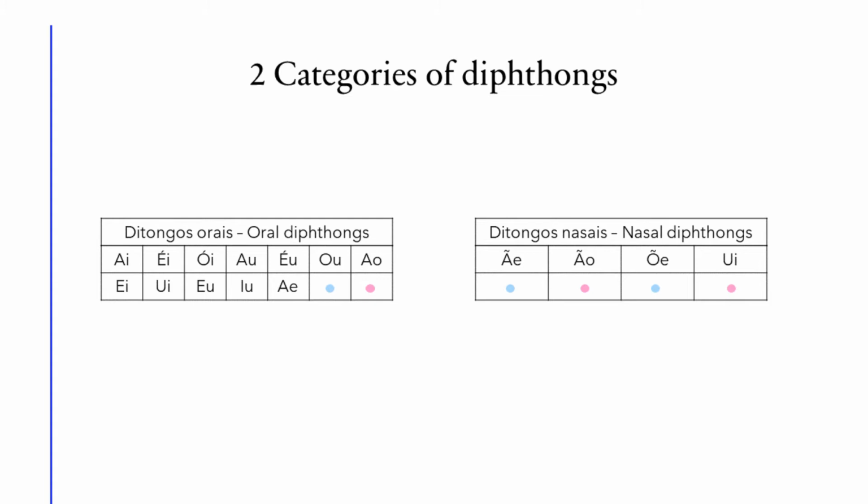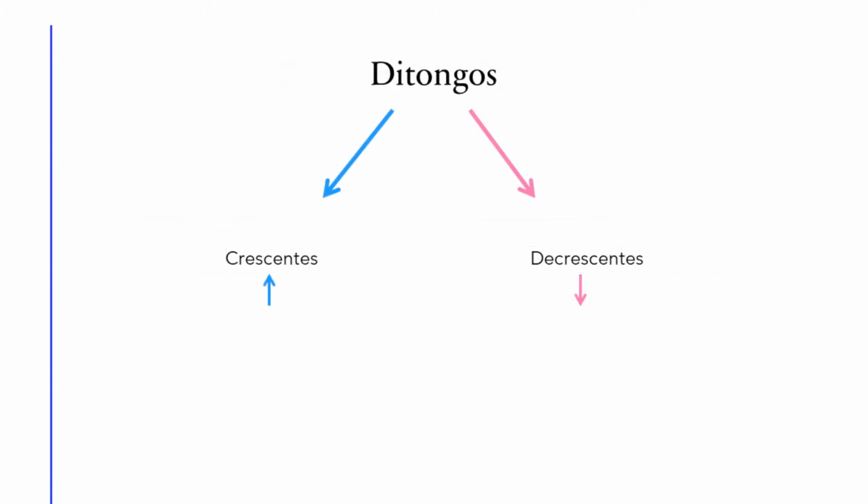And now the ditongos nasais, the nasal diphthongs. Ão, oi, ui. Now, the ditongos, the diphthongs, can be crescentes, increasing, or decrescentes, decreasing.